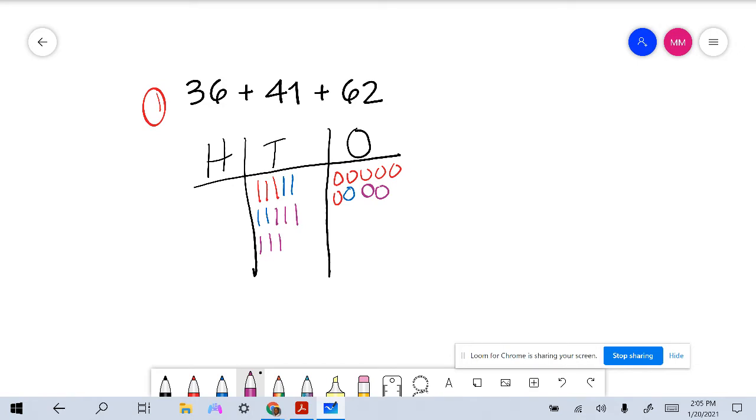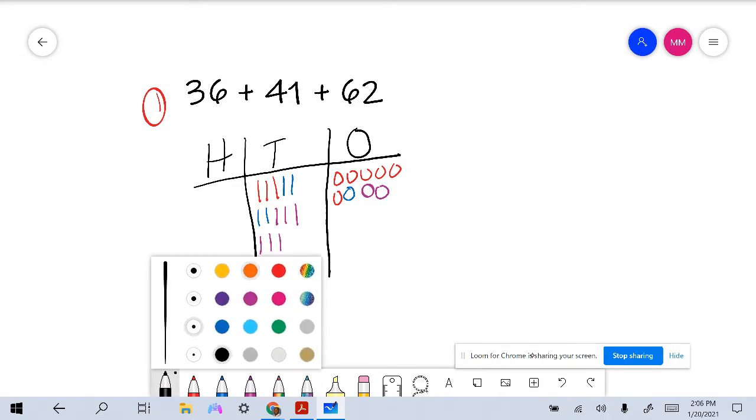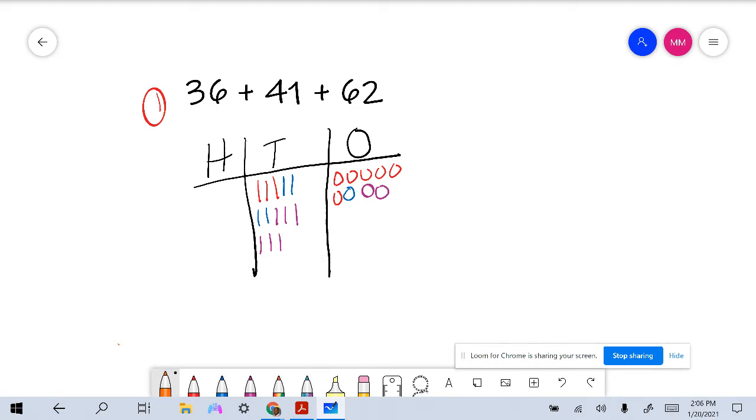Alrighty, so now that I have all of my numbers in here, I need to always start at my lowest place value whenever I'm adding numbers. So my ones place. I'm going to use orange. So the first thing that I need to do is start in my ones place and add these all together. 1, 2, 3, 4, 5, 6, 7, 8, 9.